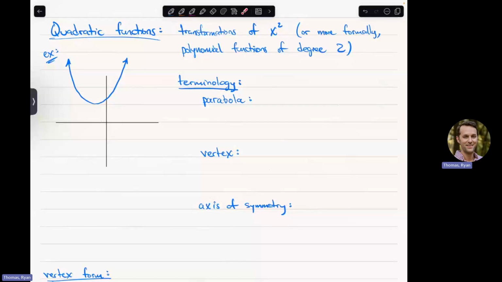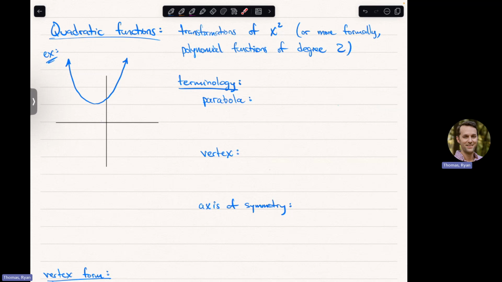This week we're talking about quadratic functions. Quadratic functions are all of the functions that we get by considering transformations of x squared. So x squared we're pretty familiar with at this point. If we take any of the transformation types we've been talking about for the last few weeks, so vertical and horizontal shifts, vertical or horizontal stretching or shrinking, reflections about the x or y axis, those are all quadratic functions.